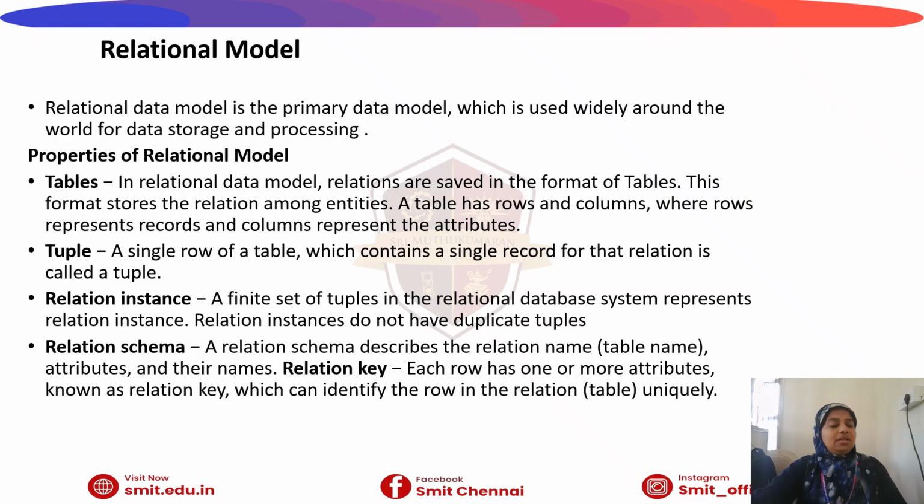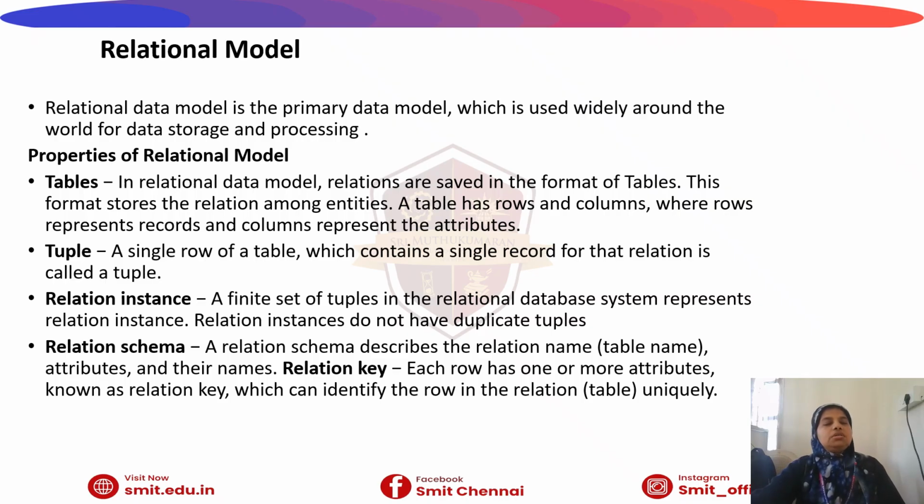The second one is the tuple. A tuple is a single row of a table, which contains a single record. The row-wise data is called a tuple. Next, the relation instance: how the data is connected together. A set of tuples in a relational database system represents the relation instance, and a relation instance should not have duplicate tuples. So how do we avoid it? These are the relation instances.